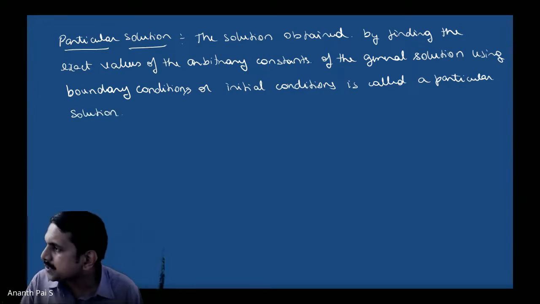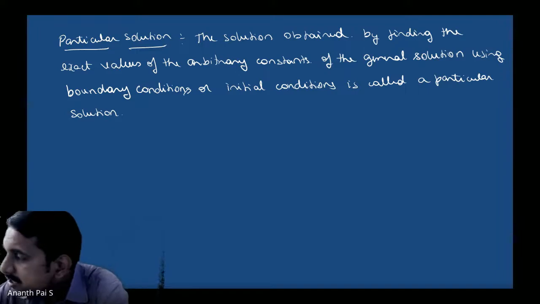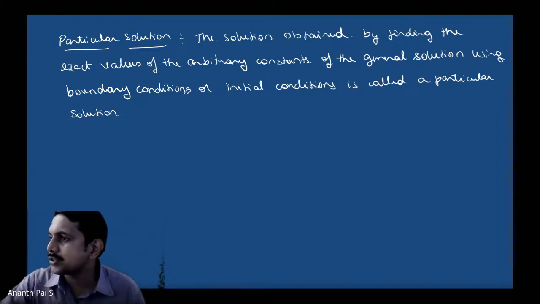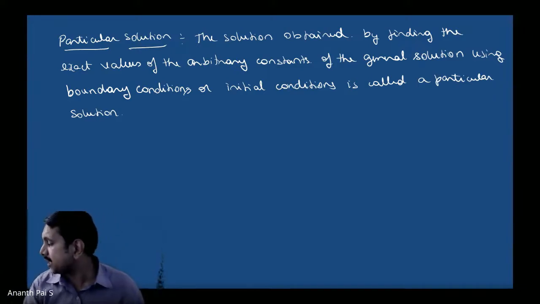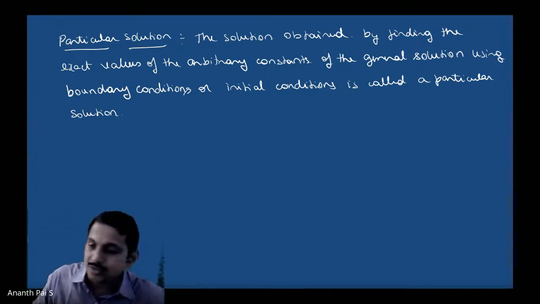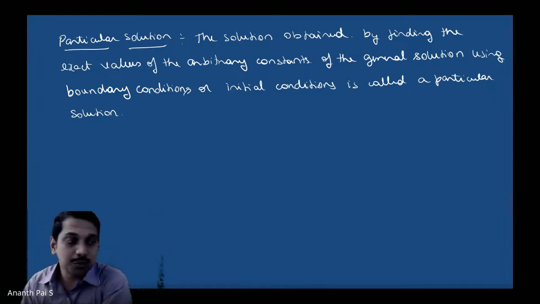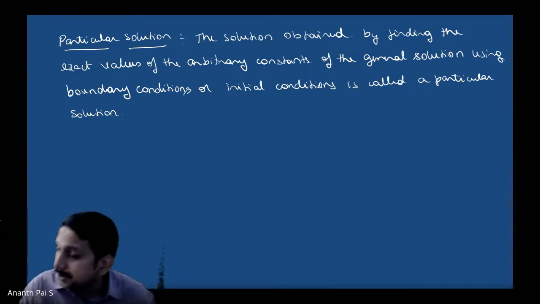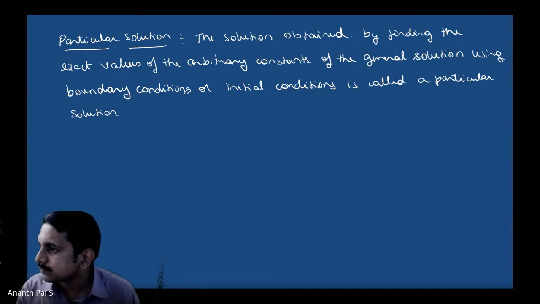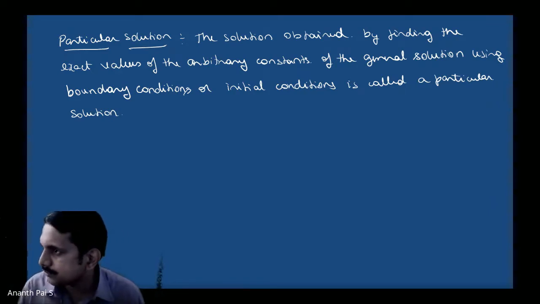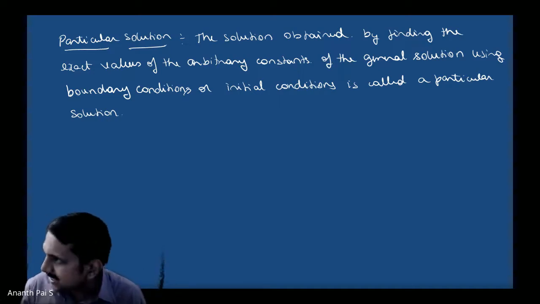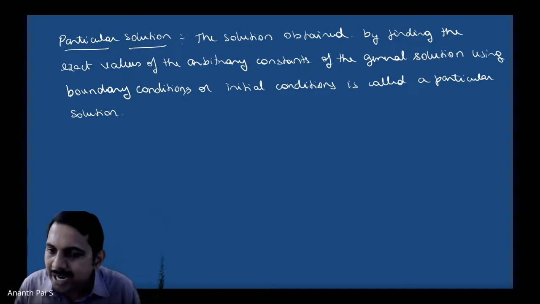So this particular solution is particular to that condition. The general solution is general. It can conform to a lot of things, whereas a particular solution is for a particular condition, either boundary conditions or initial conditions. You get the point? Now let us see an example.